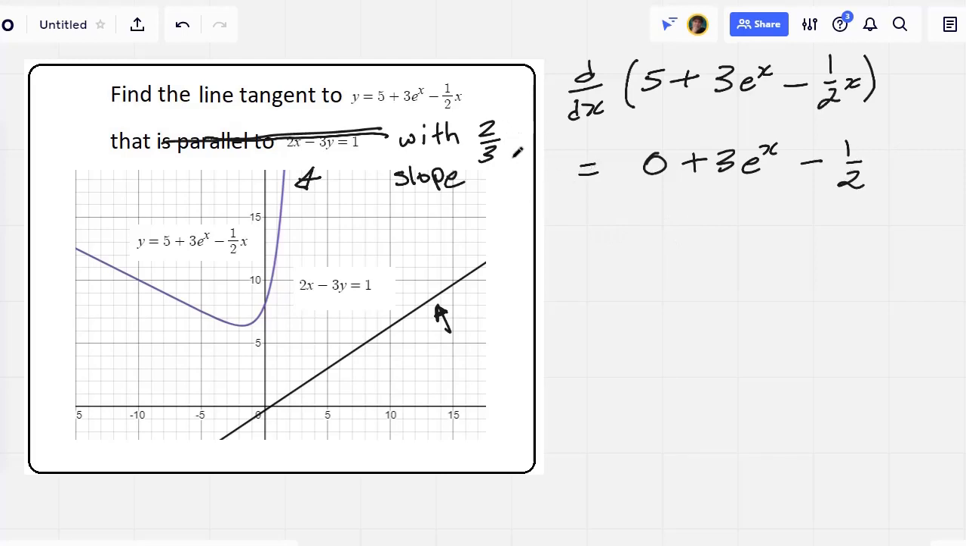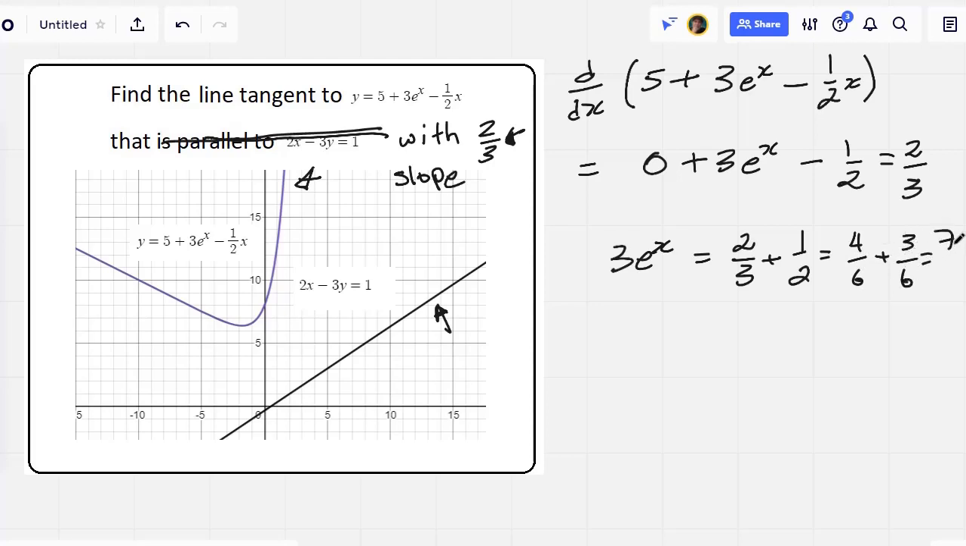And now we want to know when this is equal to 2/3. So we'll set that equal to 2/3 and solve that equation. The 0 drops out, and let's put the x term all on its own: 3e to the x equals 2/3 plus 1/2, and do some arithmetic. 4/6 plus 3/6 equals 7/6.